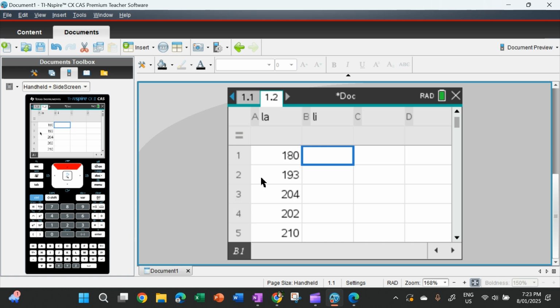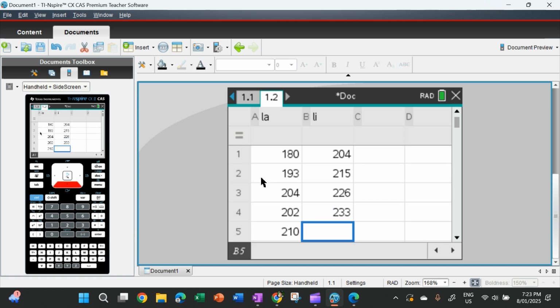And now we do the other party: 204, 215, 226, 233, 244, 245, 250, 253, and 261.